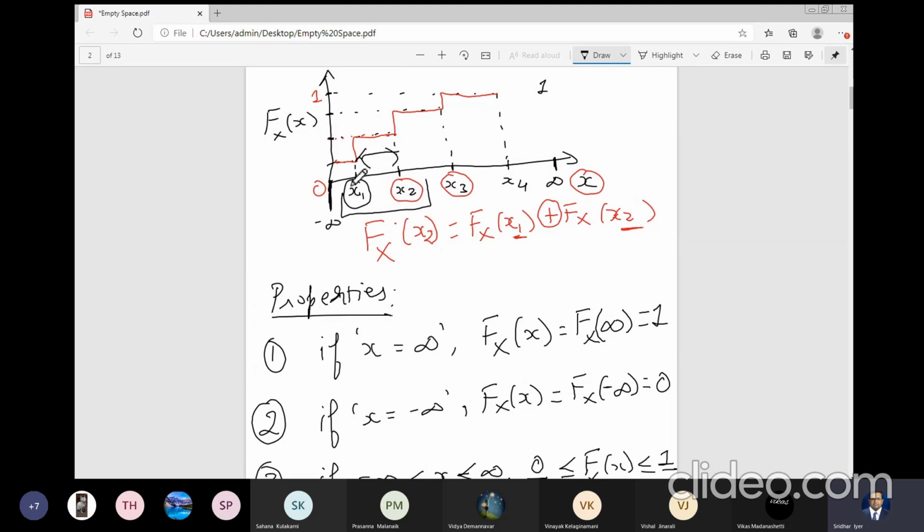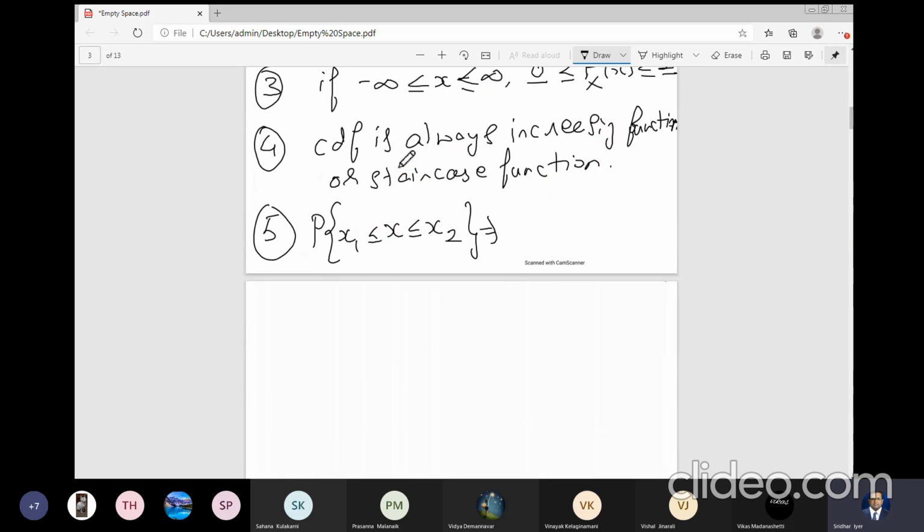I'll repeat again. If I want to find the probability of an event between two values x1 and x2, right? I find the CDF at x2. I find the CDF at x1, and then I subtract the two values so that I can find the difference between x1 and x2. So that is exactly what we can do here. If I want to find the probability between two values x1 and x2, then it is nothing but F_X of x2 minus F_X of x1. Right? This is a very, very important property. It will help us a lot in solving the numericals.